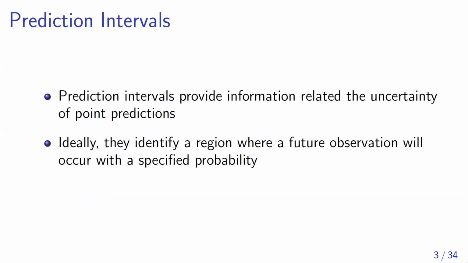So for those who aren't familiar with prediction intervals, the idea behind a prediction interval is that we want to somehow provide information related to the uncertainty of point predictions. If we're just giving a point prediction, that doesn't necessarily tell us everything we need to know. So we need to sort of bound these point predictions on one end or the other, or both, to capture that uncertainty. Ideally, these prediction intervals provide a region where an observation will fall within that region with a specified probability or a specified amount of the time. So, if we think about a 90% prediction interval, for us, that means 90% of the points will fall within the prediction interval that we generate.